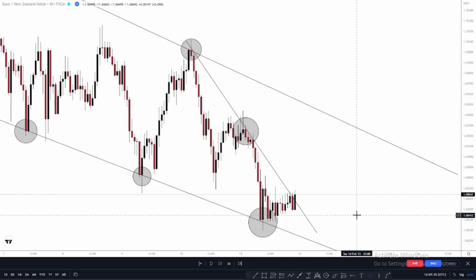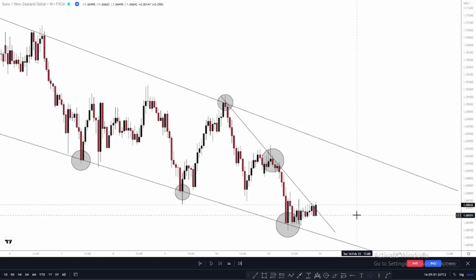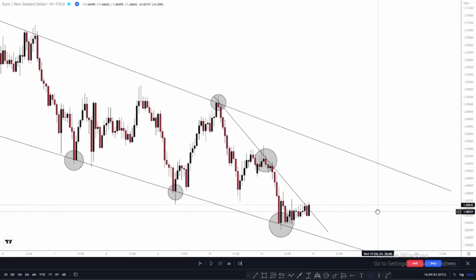Look at the bottom of that candlestick. We can see no wicks, meaning sellers are weak at that point. Sellers couldn't push price below. And also the bulls are in control of the market at this point.